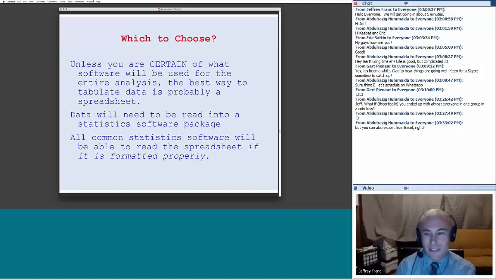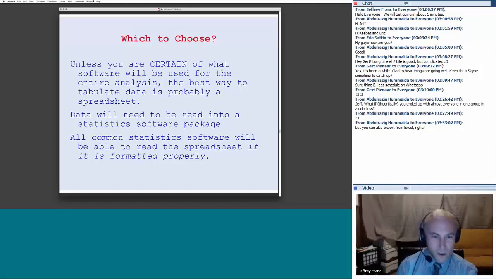Exactly. You can also export from Excel. That's what we're going to talk about. Thanks, Abdul, that's a nice lead-in. I appreciate it. So all common statistics software will be able to read the spreadsheet if it is properly formatted. And that's the big if at the bottom.